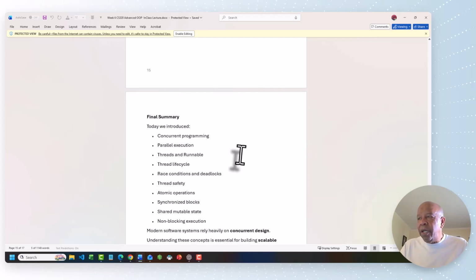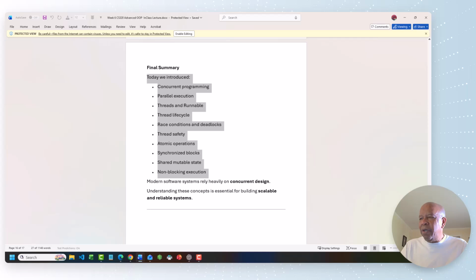So, a final summary: we talked about concurrent programming, parallel execution, threads and runnable, thread lifecycle, race conditions, thread safety, atomic operations, synchronization blocks, shared mutable state, and non-blocking execution. Okay, these are basically the tools that we have in order to prevent problems from happening, but still allow that very important process of running things concurrently and in parallel to basically speed things up. Okay, we still want to have that capability. We just have to do a little more thinking on how we do it.